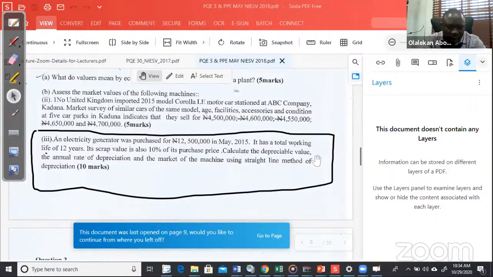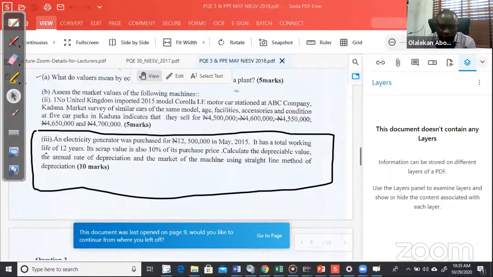What I have there, I'm taking 10% of your scrap value. Okay, yeah. What I have here, good. Your depreciable sum is okay. Your depreciable sum 11,250,000. That should be okay. Now, if you take 10% of 12.5 million out, that should rather be the figure you will have. That's correct. Then what is the annual depreciation rate?